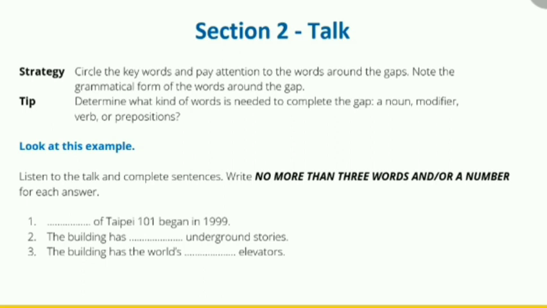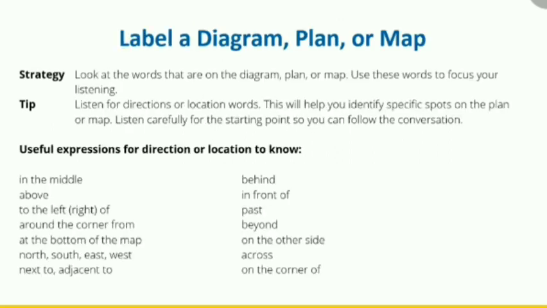In number 1, you have a gap, followed by "of Taipei 101 began in 1999." So when you're completing this kind of task, read it carefully. You can ask yourself, what of Taipei 101 began in 1999? As you see, you need a noun in this case. Make sure you do the same with the following sentences, read them carefully, and identify what type of information you need to listen for when you're listening to your recordings.